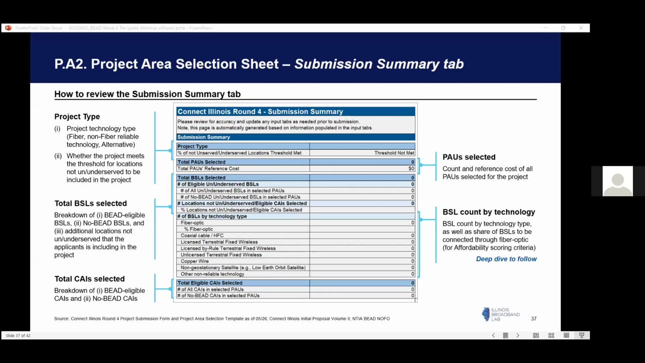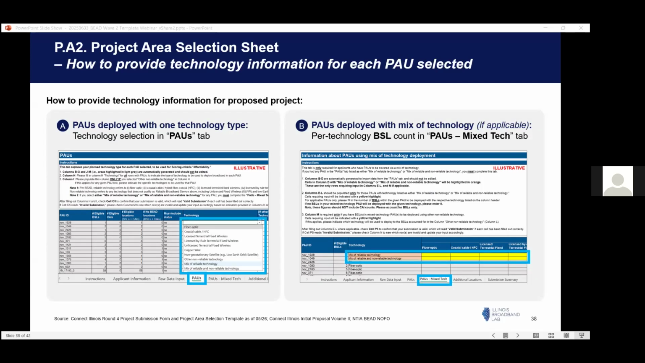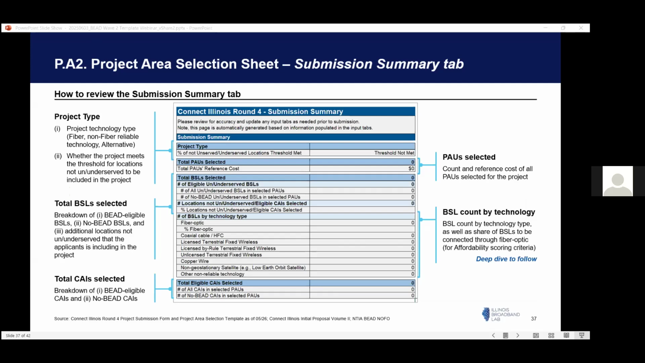Then there's also whether or not the project meets the threshold for the not unserved or underserved, or the served locations included, which is the 20% threshold. The PAUs selected, so the total number of PAUs and what is the total reference cost for those, is going to show up in the next section. Moving ahead, we have different categories for, sorry, back to the previous slide, Devin.